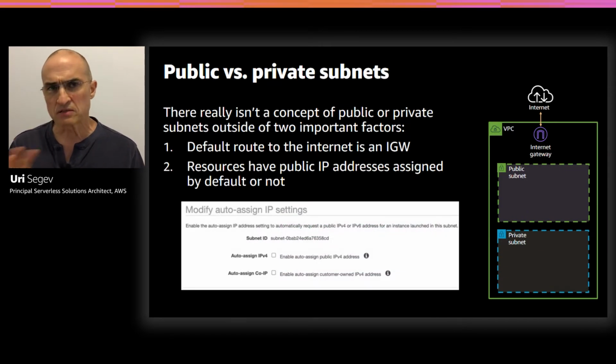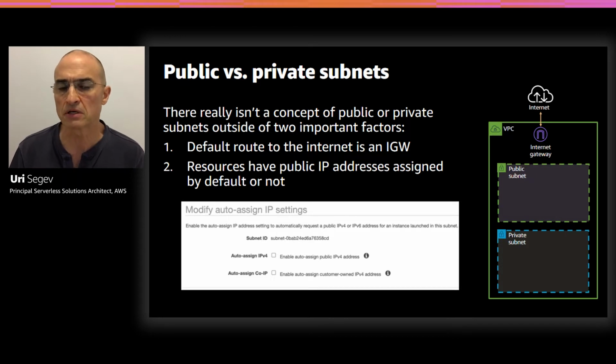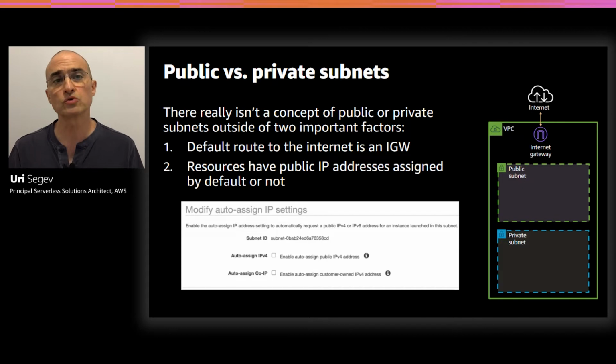So I mentioned public and private subnets. It's important to understand there isn't such a thing. You cannot go into the console and define a subnet as being private or public. All the subnets are private unless they have a route to the internet gateway. If they have a route to the internet gateway, it means that resources in that subnet have access to the internet. Otherwise, they do not have access, and the subnet is a private subnet.